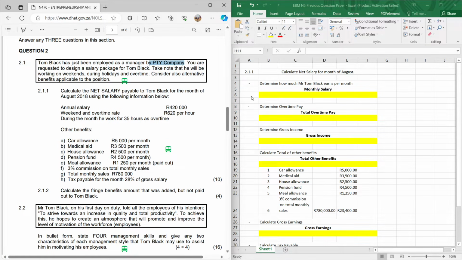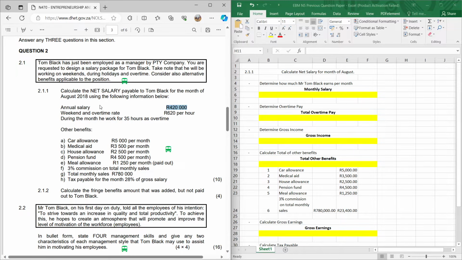So let's go ahead and look at the first thing that we need to determine, right? So remember, we are looking for the net salary, right? The first thing that we need to do is determine how much does Mr. Tom Black earn every month, right? And we do that by using this amount that is given to us here, which is from the annual salary, right? We understand that from the annual salary, we are able to determine how much does Mr.